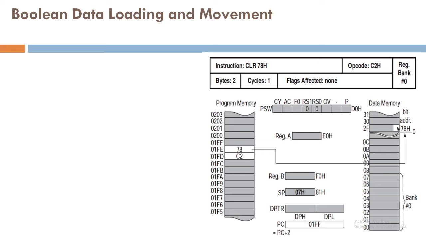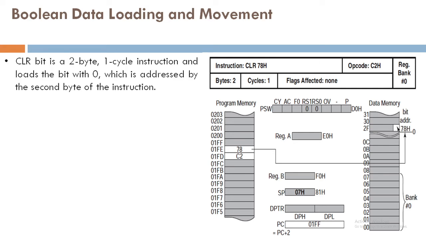Now let's have a look at CLR bit. The CLR bit type of instruction is a 2 byte instruction, though it requires only one cycle, and none of the flags get affected.